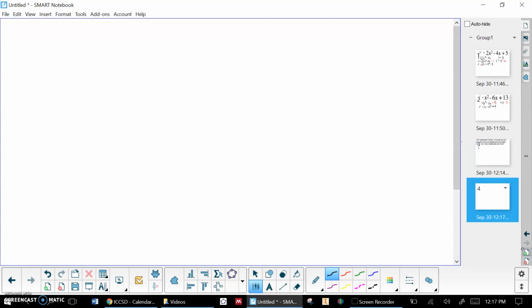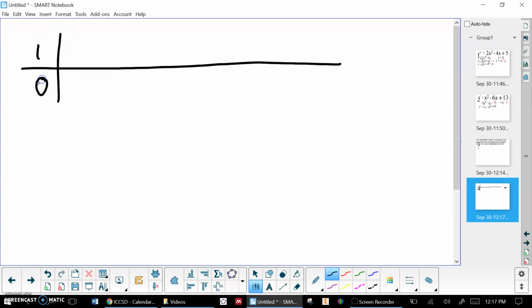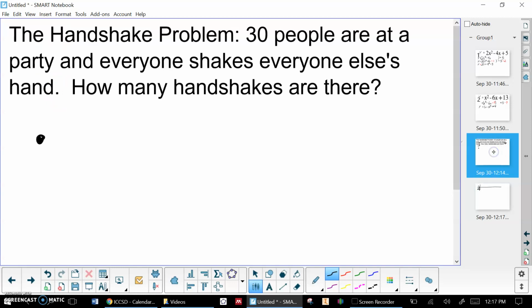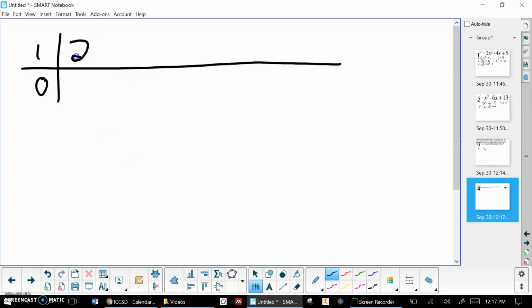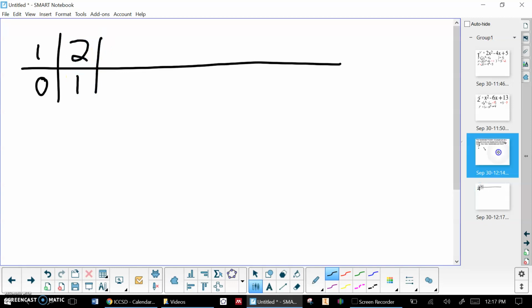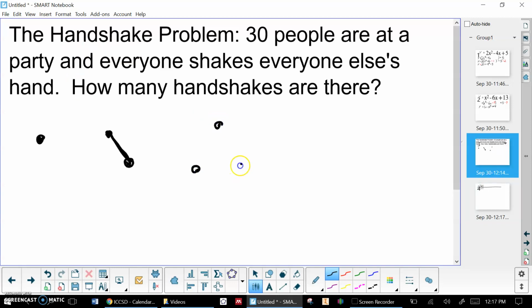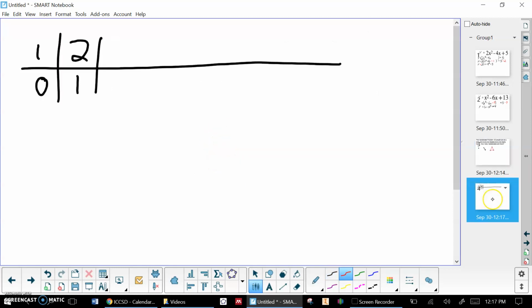And so I'm going to go ahead and keep a table over here. With one person at my party, we have 0 handshakes. Now, if I go back over here, 2 people, I'm going to go ahead and represent the people with dots and the handshakes with lines. So in this case, 2 people, 1 handshake. So far, so good. Next up, we've got 3 people. And if I look at the handshakes that they can have, there's a total of 3 of them. So 3 people, 3 handshakes.